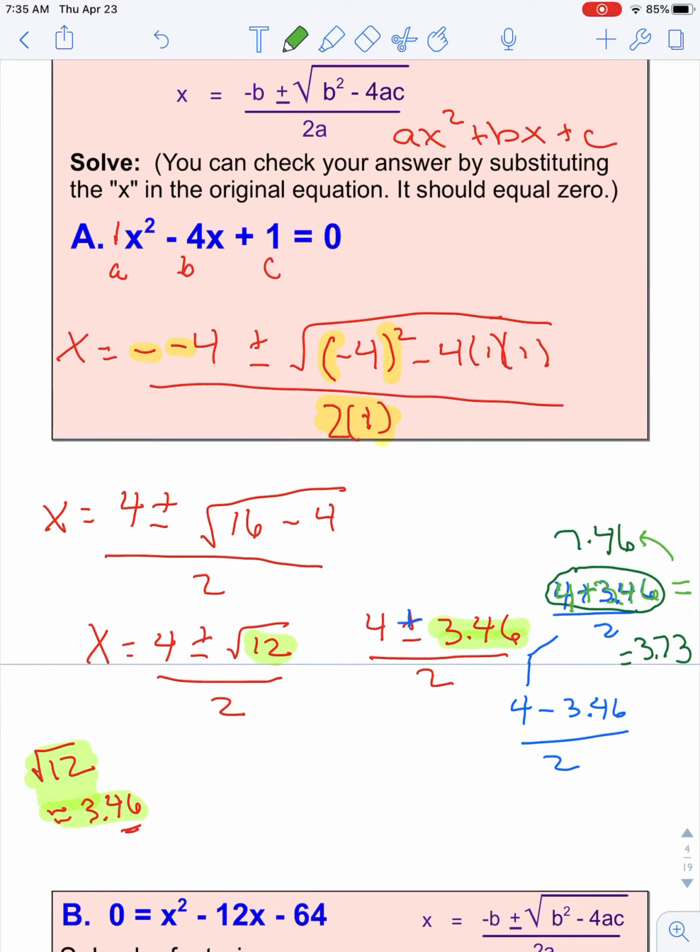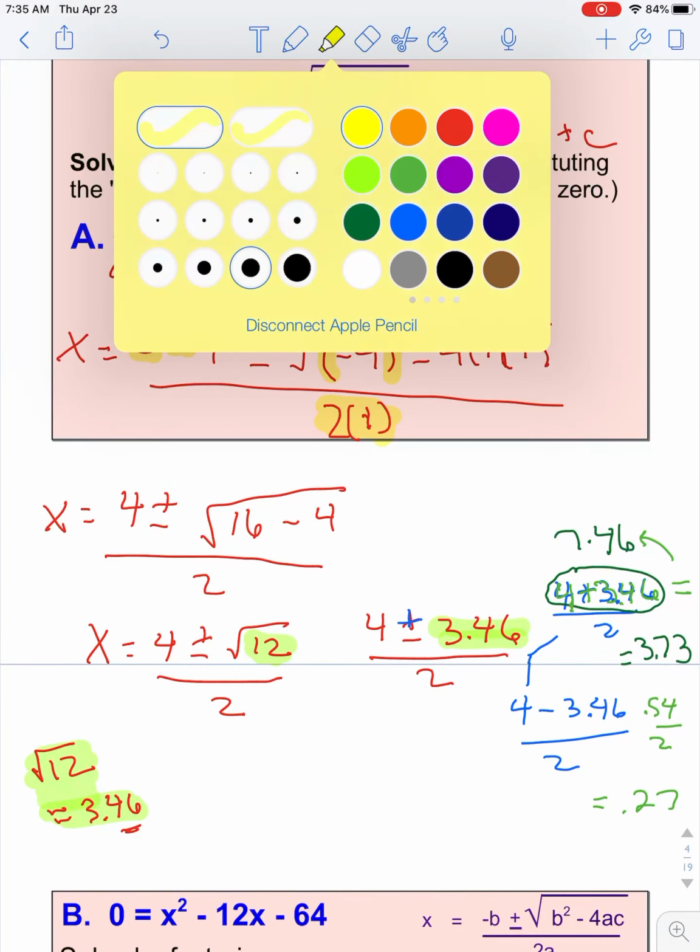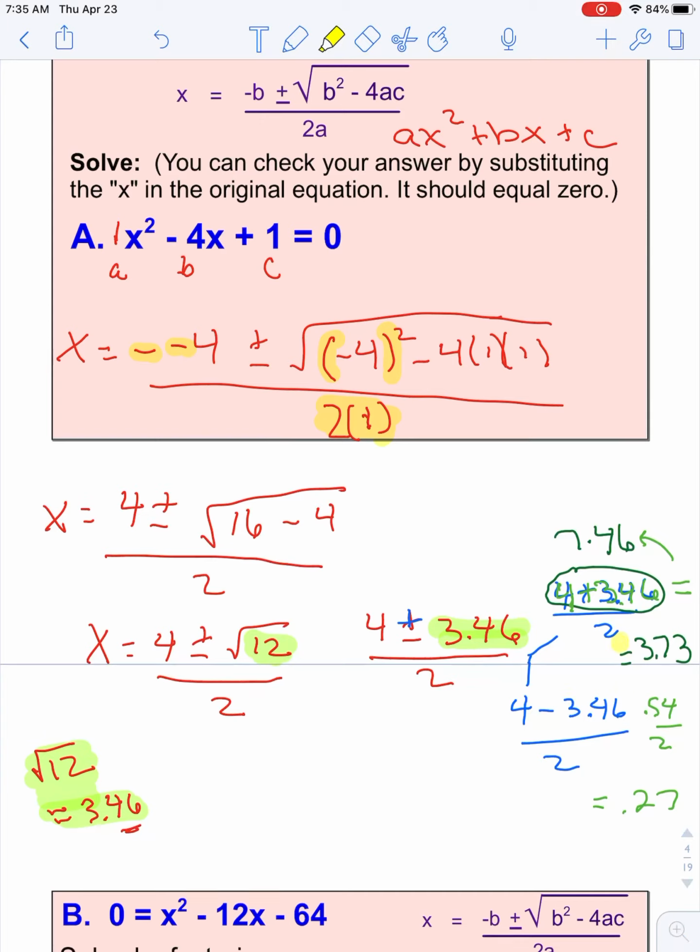Let's work on the second part now. For 4 minus 3.46, when I calculate that, that gives me 0.54. So that is 0.54 divided by 2, which is going to give me 0.27. So I just found my zeros. I found my x-intercepts right here using the quadratic formula.